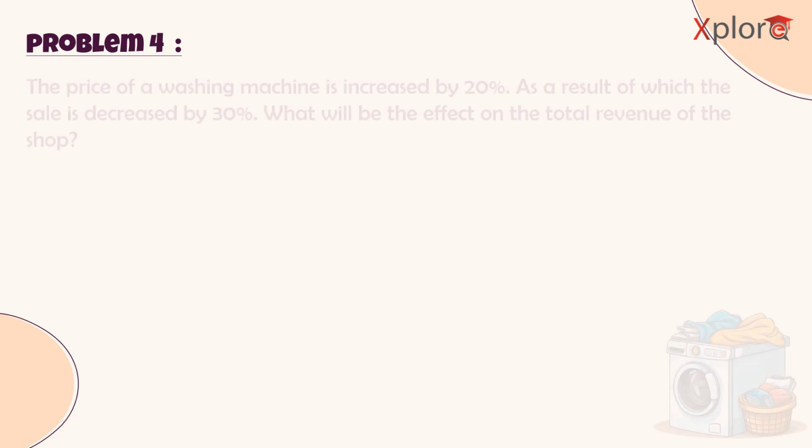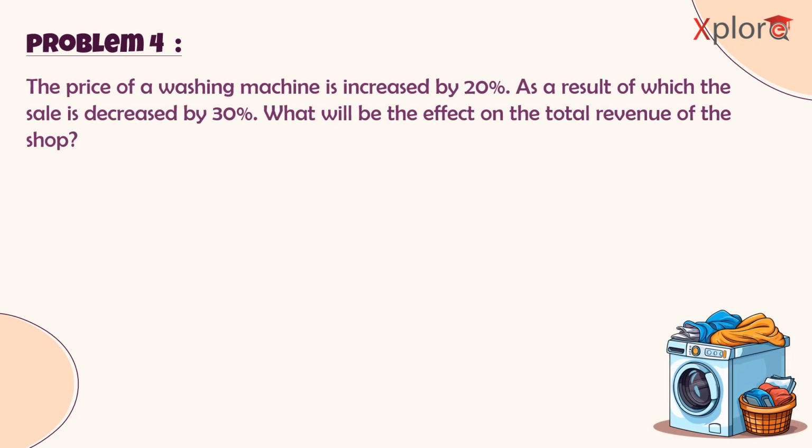Now let's see a question. The price of a washing machine is increased by 20%, as a result of which the sale is decreased by 30%. What will be the effect on the total revenue of the shop? So isn't that obvious? Whenever the price of something is getting increased, obviously people will be buying it less. The same scenario is happening here. So obviously the revenue should be less. Let's see how much it is.